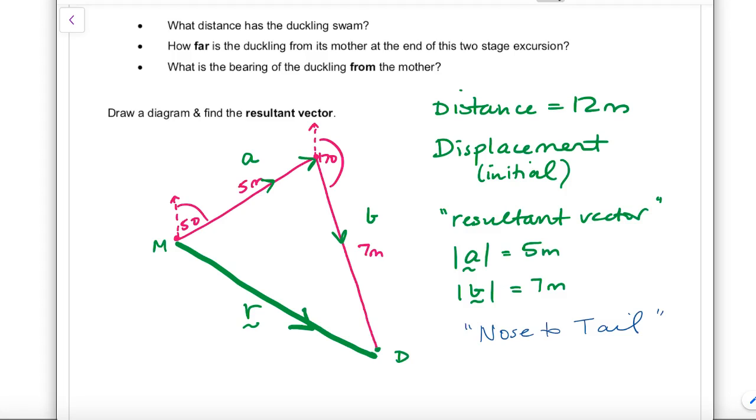Then from the finish of the first vector, the nose, the tail of the next vector starts. So we've got the nose here of our first vector, and the tail of our second vector starts until we get to the nose of our second vector. So that just shows that we're adding on from one vector to another. And if we follow the directions of the arrows, we can see the final direction that's going to happen for our resultant vector, our displacement that we want to find.